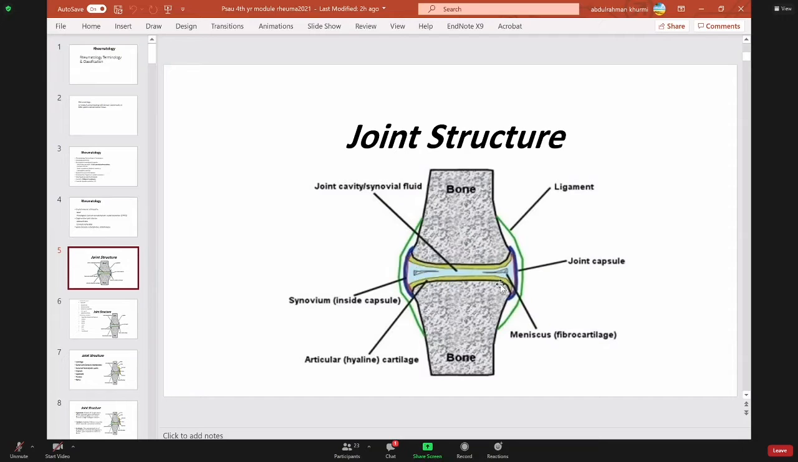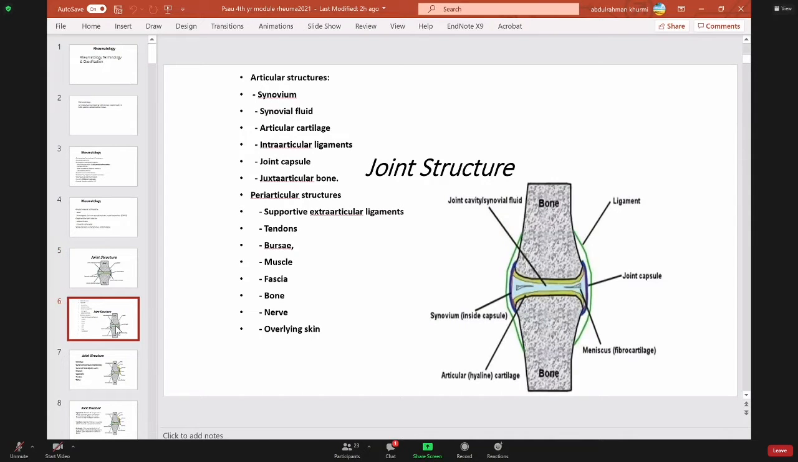And it is covered with joint capsule, and all of them are covered with joint ligament. Inside the joint, you will find synovial fluid and the cavity, and you might see the cartilage, which articulates both bones, besides some menisci, as you can see here. So you have synovium, synovial fluid, articular cartilage, ligaments, joint capsule, and tendons, bursae, and muscles, fascia, bones, and nerves, and underlying skin.